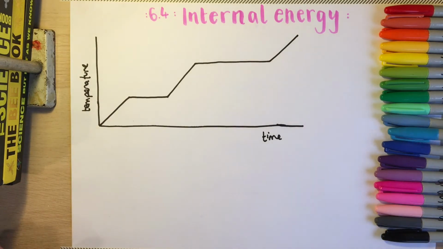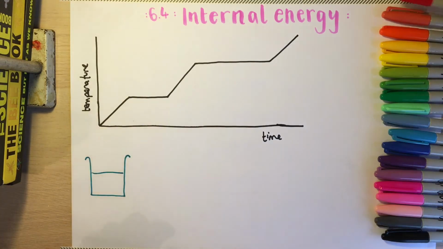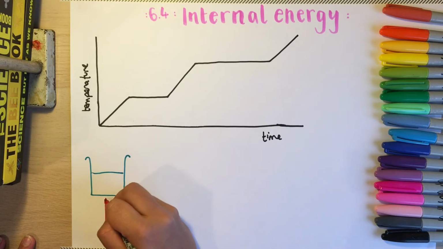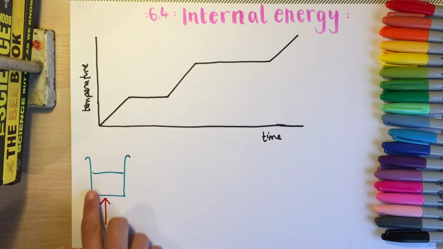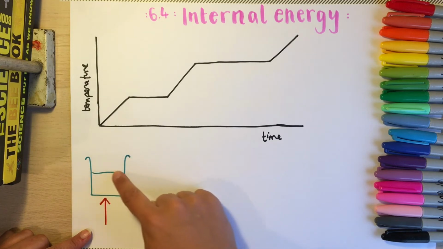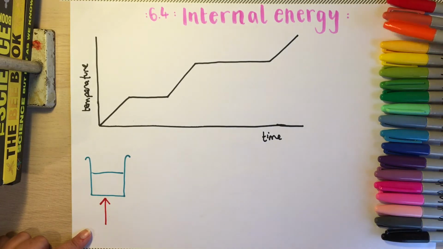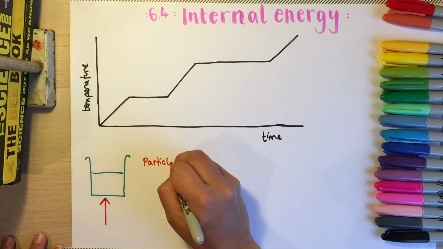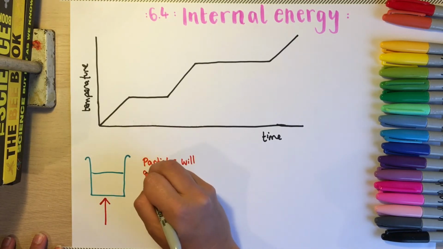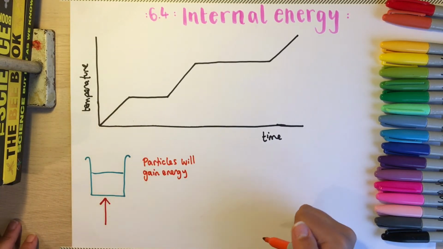So let's first consider what happens if I have a beaker of water and I'm applying some heat towards it. Let's just think about water to start off with. So I'm applying some heat. Let's say that we've put it on a Bunsen burner. I've got my beaker with water inside it on top of the Bunsen burner. So what's going to happen? Well, the particles are going to gain energy. Overall, that's what's going to happen.